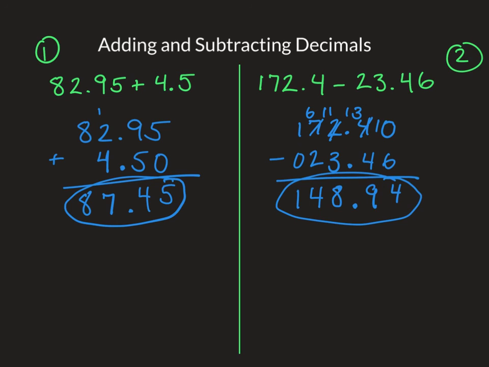And that makes sense once again, because if we think about 170 minus 20, that's going to be 150. And our answer here is close to 150. So we can use estimation to see if our number is close to where it should be.